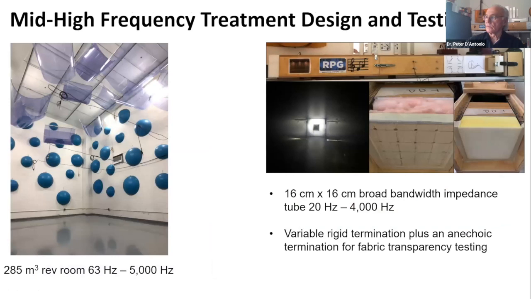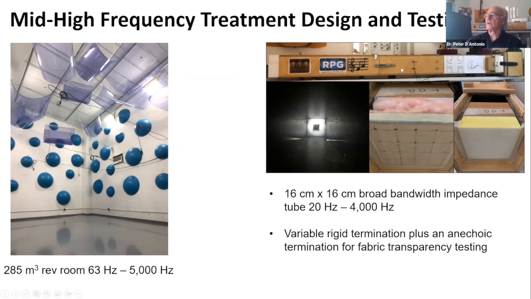And as John mentioned, we have to determine the admittance of the boundary. We did that through trial and error, which I'll talk about at a later slide. For other measurements, we can use the 285 cubic meter rev room at the Acoustical Research Center at RPG, which measures between 63 and 5,000 Hertz. But these rev rooms only measure the absorption coefficient. They don't give you the complex impedance, which is their limitation, but it's an important parameter to have.